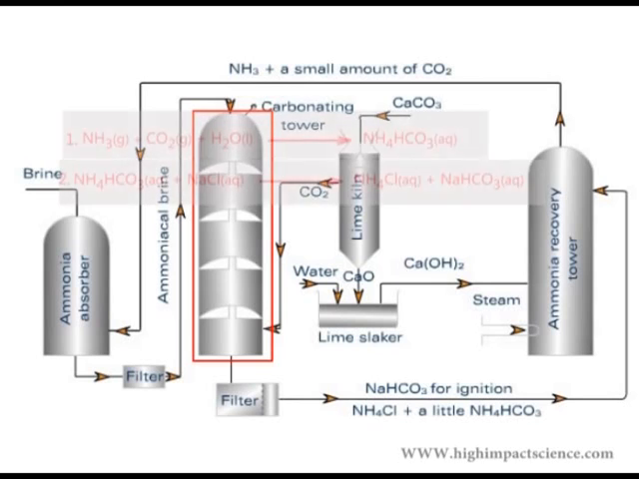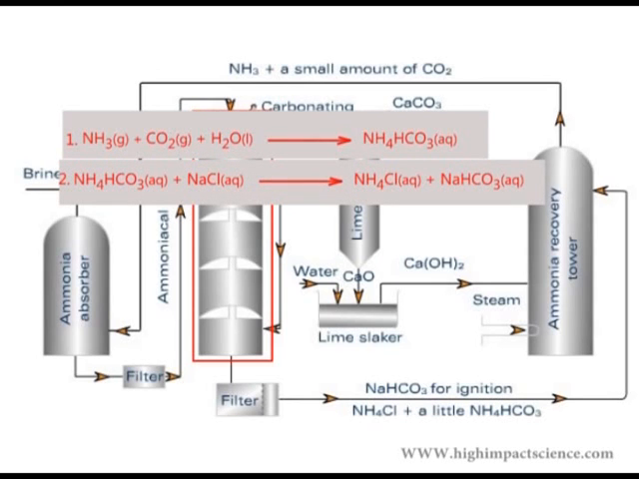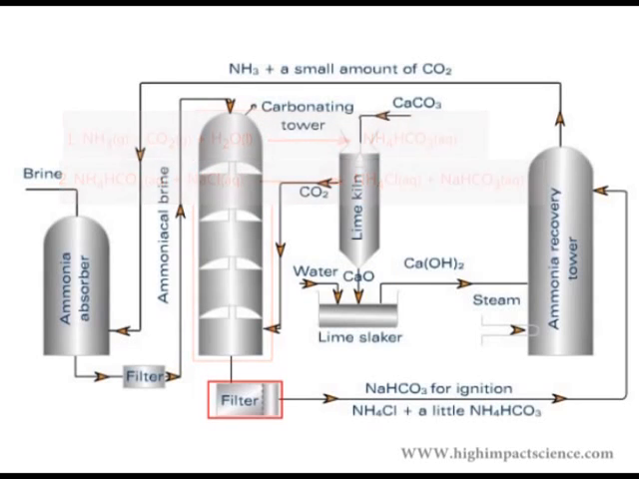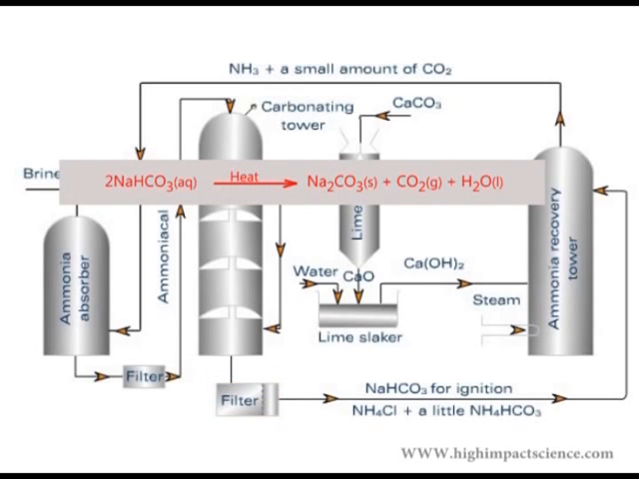The reactions that take place in the carbonator are as follows. Sodium hydrogen carbonate, being less soluble than ammonium chloride at low temperatures, forms crystals in the lower cooler part of the carbonator. Now, sodium hydrogen carbonate is separated from ammonium chloride by filtration. The sodium hydrogen carbonate is then dried and decomposed by heating at 300 degrees Celsius to produce sodium carbonate.